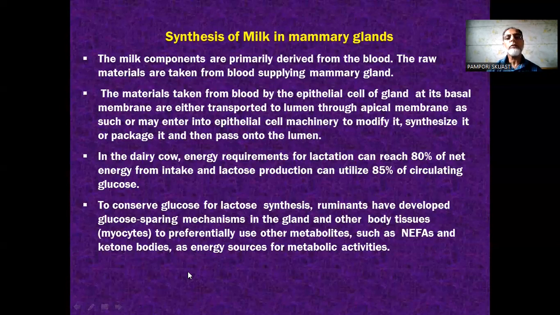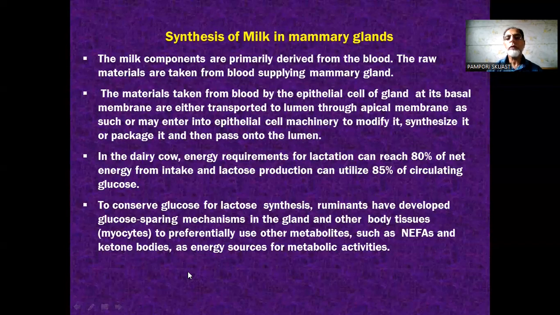So the milk components are primarily derived from the blood. The raw materials are taken from the blood supplying the mammary gland. The mammary glands are well supplied with blood, and the source of all those constituents of the milk is the blood. The raw material comes from the blood. It gets modified, it gets processed in the mammary gland and produces the energy source, the protein source, the lipid source.